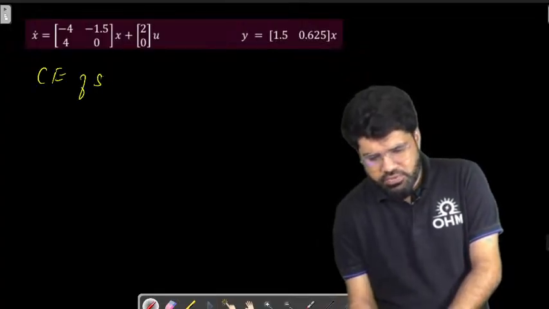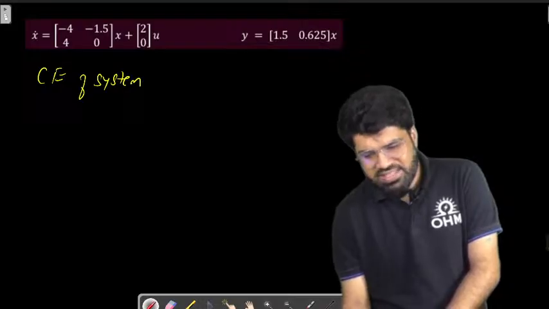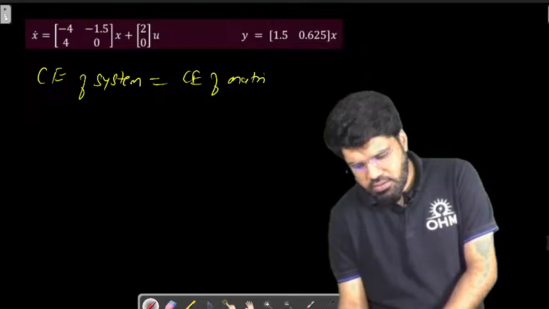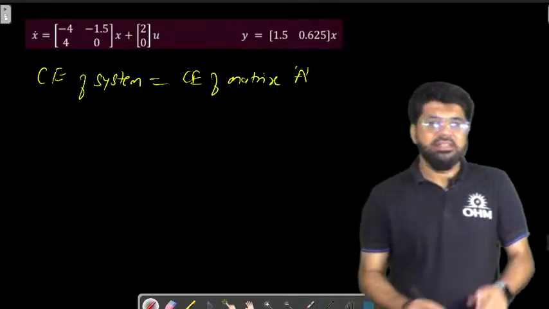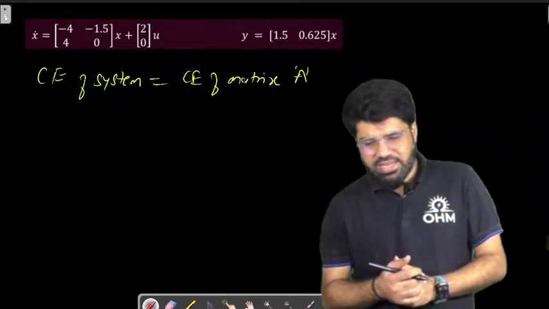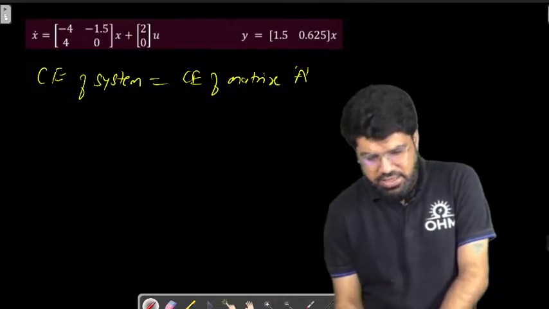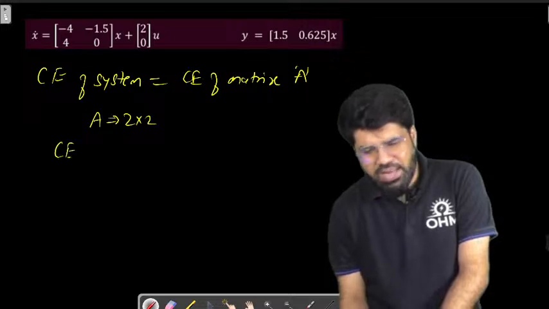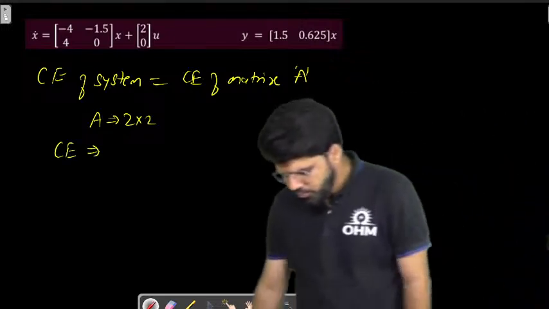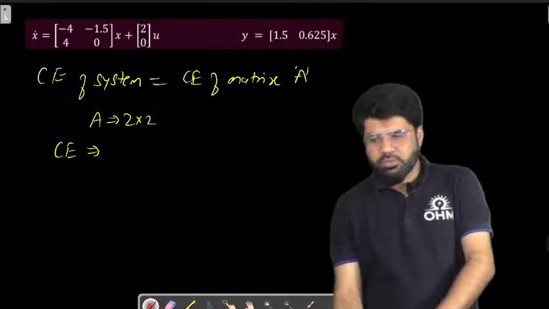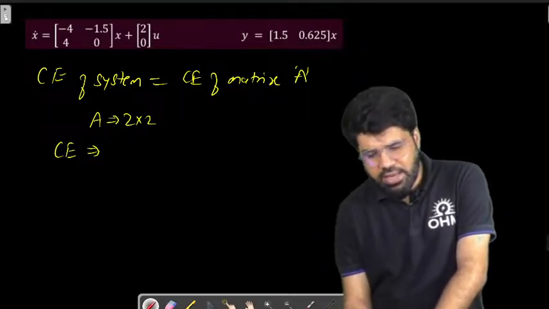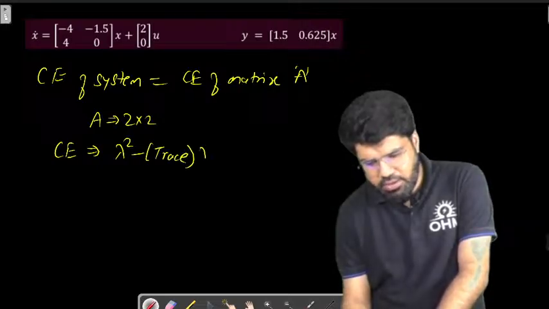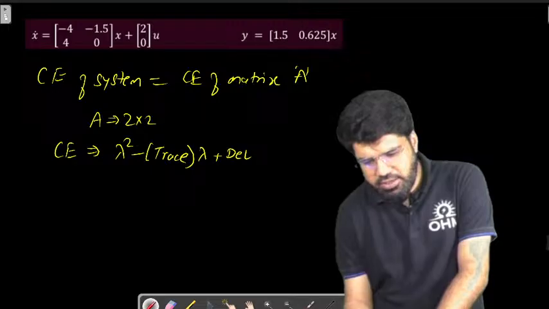The characteristic equation of the system is simply equal to the characteristic equation of the matrix A, and hence, what is the characteristic equation of matrix A? Matrix A is 2 cross 2. Apply the fundamentals of linear algebra. For a 2 cross 2 matrix, what is the direct characteristic equation? You can write lambda square minus trace into lambda plus determinant equal to 0.